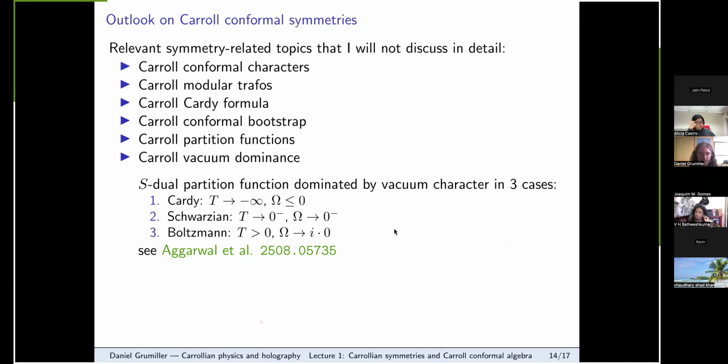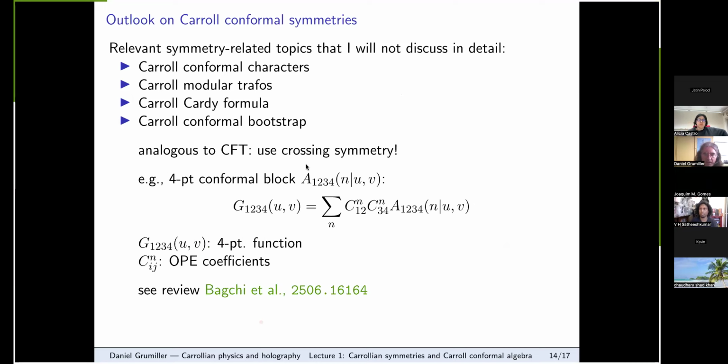I think this is the last point. So there is a feature known as vacuum dominance that appears already in the Lorentzian case, so in Lorentzian CFTs. What it means is that the S-dual partition function is dominated by the vacuum character. So if I may go back a little bit.